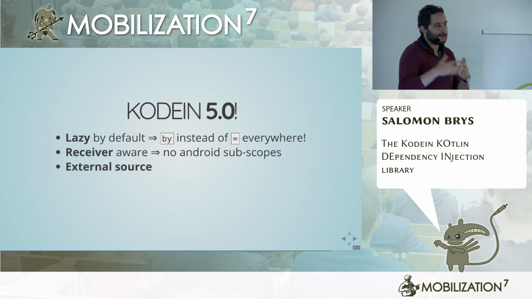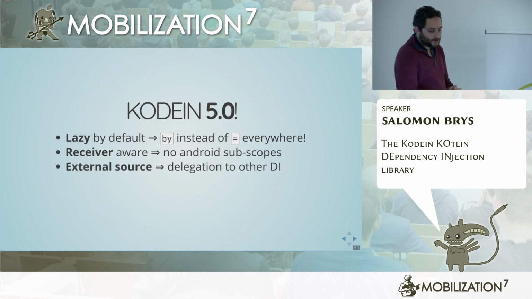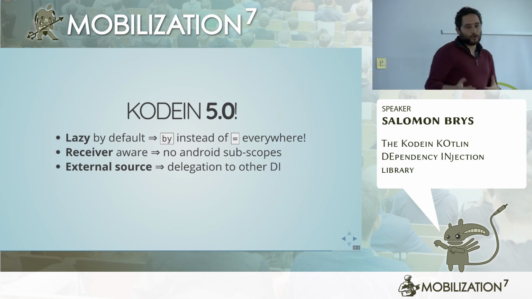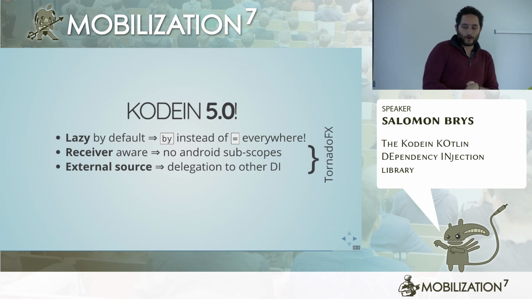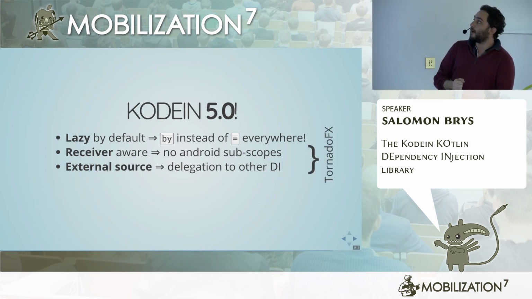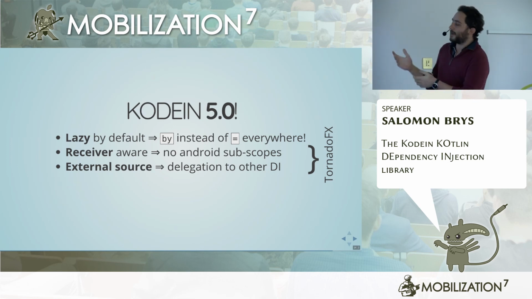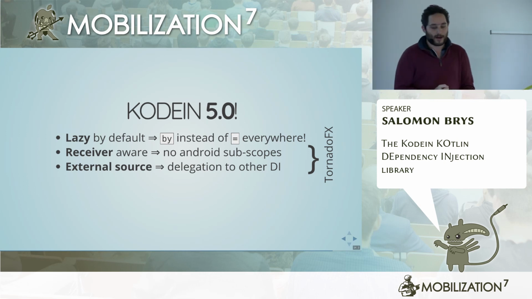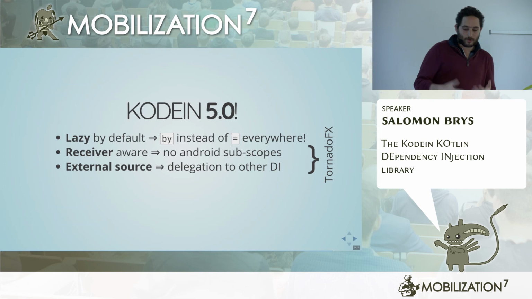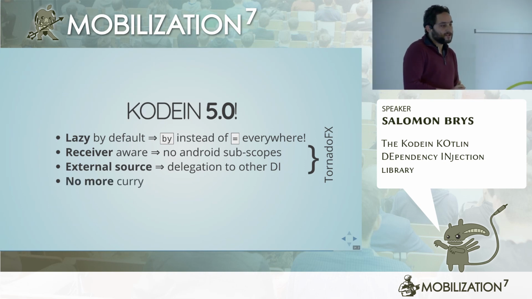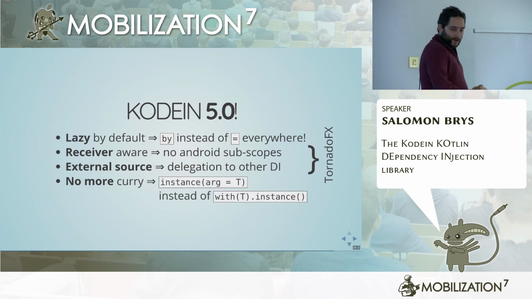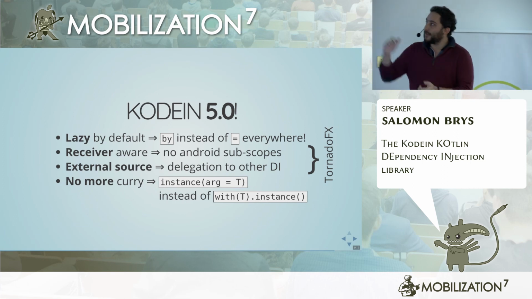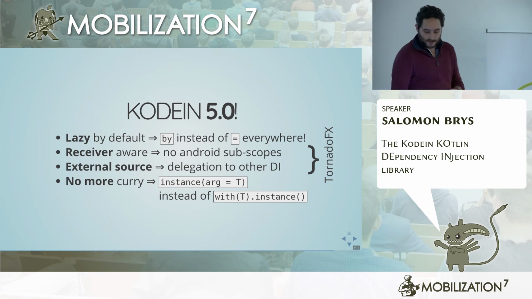You will be able to plug an external source which allows you to delegate to another DI should you migrate your app. By the way, these two features are used for an integration to TornadoFX, which is a great way in Kotlin to write JavaFX applications, which are client software applications. So I won't go into that. You won't need that weird syntax with etc. to curry. You will simply use named arguments to pass the arguments.